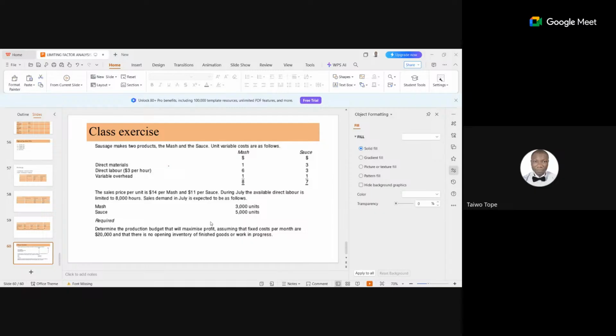Then based on the ranking, you now see the units you can produce for each of mash and sauce. Then you now determine your total contribution. Then you now determine your profit. The fixed cost is already given as $20,000. So all you need to do to get your profit is your total contribution less fixed cost. You have your profit. I believe you can do that.